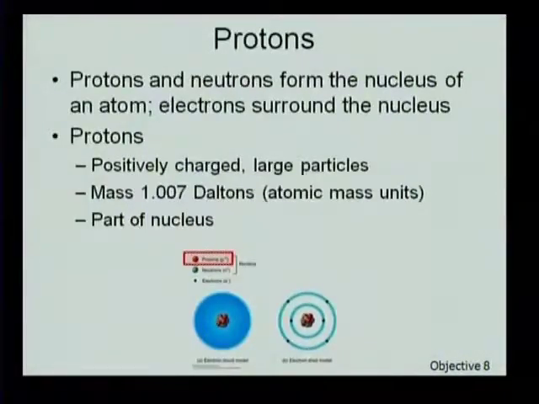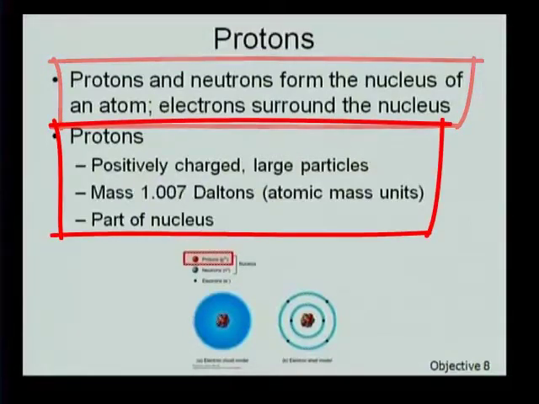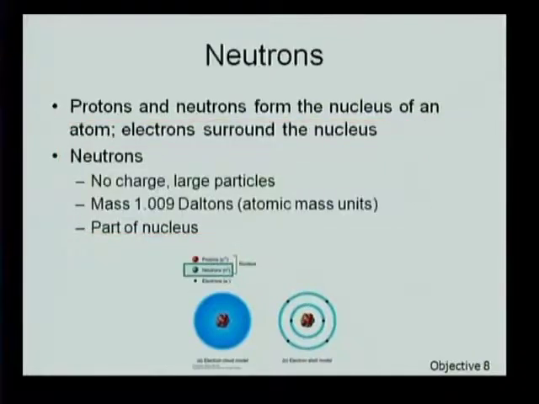The next subatomic particle we're going to look at is the proton. Protons and neutrons form the nucleus of an atom. The electrons are surrounding the nucleus. The protons have a positive charge. That's where the pro comes from. They're positive. They're in favor of something. So positive protons. Positively charged large particles, they have a mass of 1.007 Daltons, or 1.007 atomic mass units, and they're part of the nucleus of the atom.